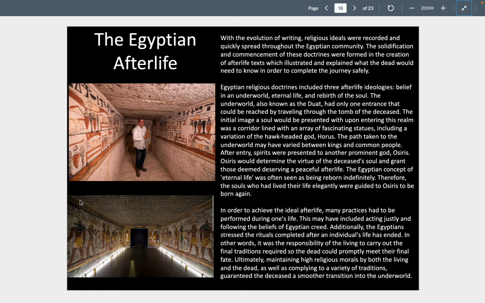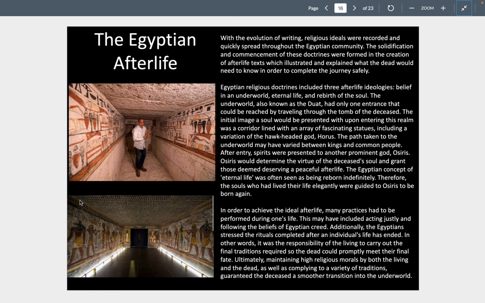The Egyptian afterlife. With the evolution of writing, religious ideals are recorded and quickly spread throughout the Egyptian community. The solidification and commencement of these doctrines were formed in the creation of afterlife texts, which illustrate and explain what the dead would need to know in order to complete the journey safely.